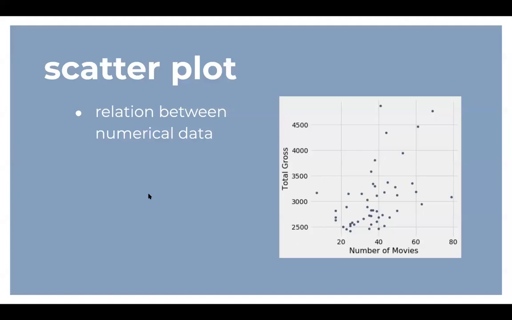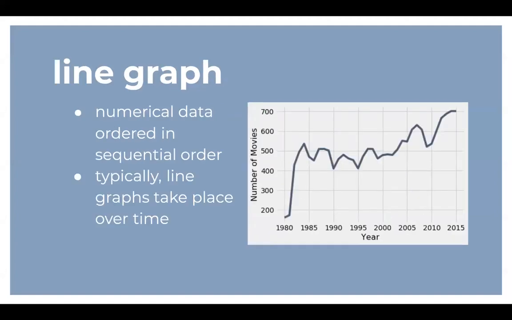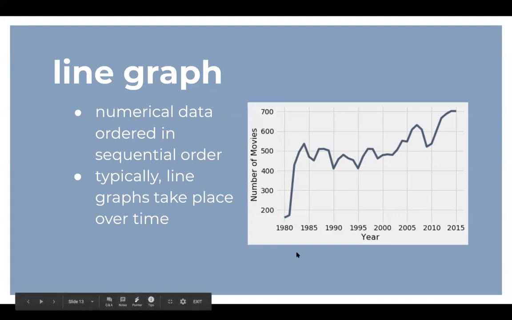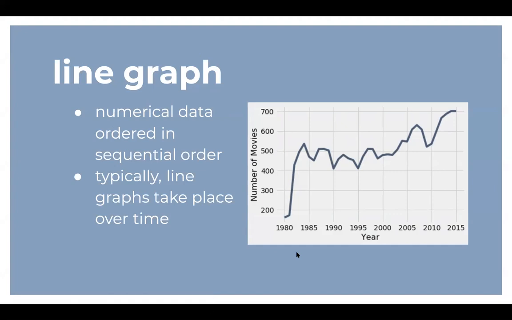Now we'll move on to the next type of visualization for today, and that's line graphs. Line graphs are really useful for showing numerical data in sequential order. And usually, the x-axis is time. So we can see how a certain type of data is changing over time. If you look at the example over here, we're looking at the number of movies made over time. And we can see that, over time, the number of movies is increasing a bit. So it's really useful for looking at data over time sequentially.